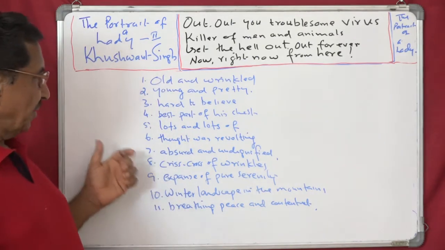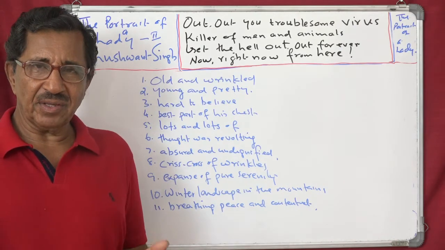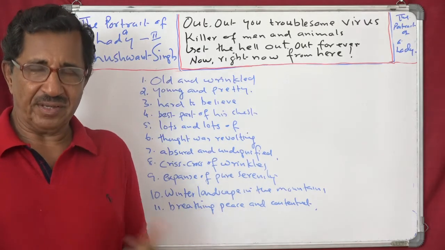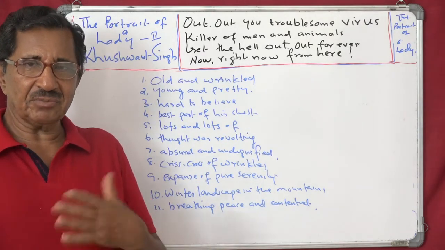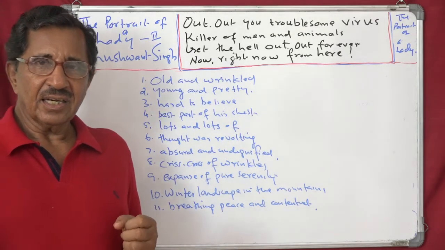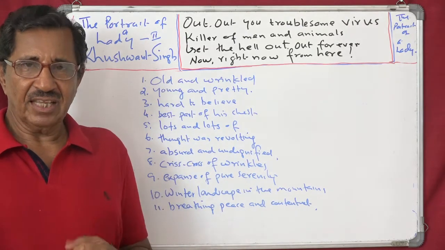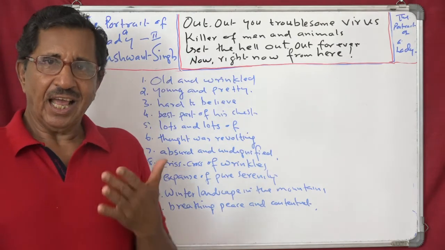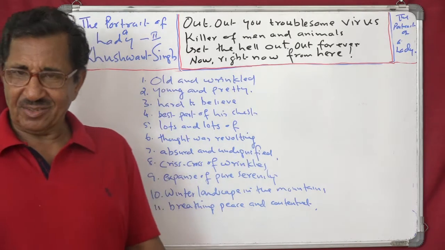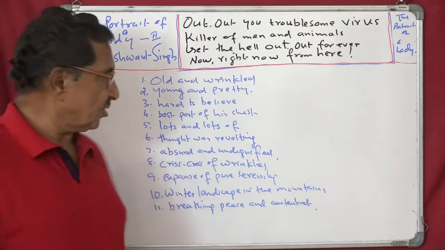Best part of his chest. The best part of his chest has been covered with a gold plate. Or you can say, he covered the best part of his chest with a handkerchief. Lots and lots of. Everybody here has got lots and lots of friends. I have lots and lots of friends. You have lots and lots of friends.